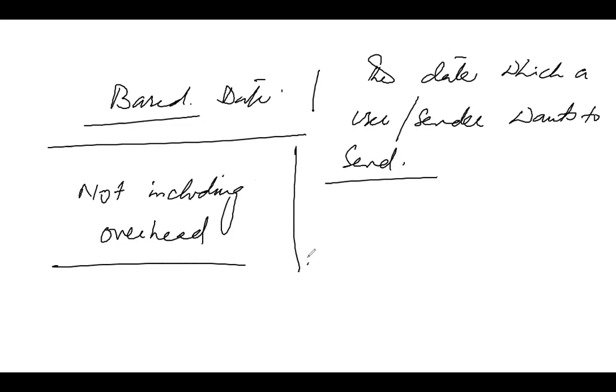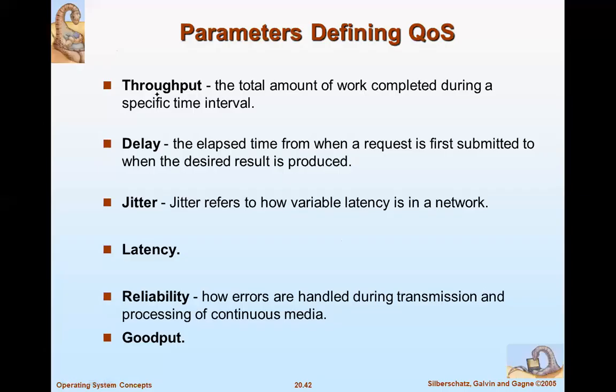So moving back to our lecture, you can see over here, this is the throughput, the actual data you have. Next we have the delay: the time elapsed from when a request is first submitted to when the desired result is produced. And similarly, jitter refers to how variable latency is. So let me explain it over here again on the whiteboard.